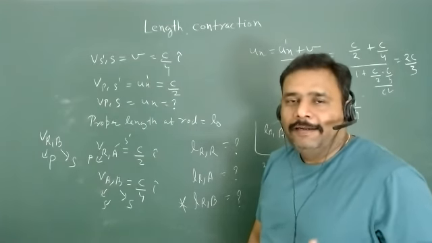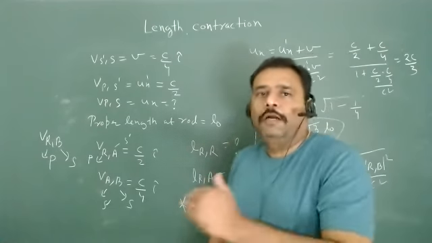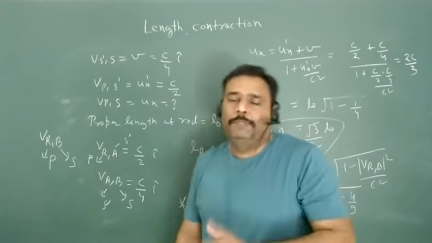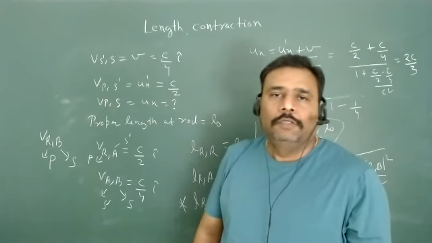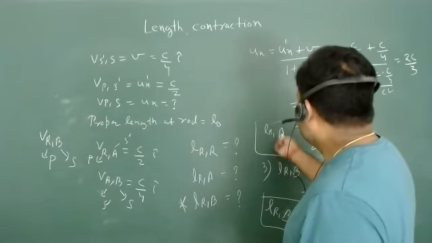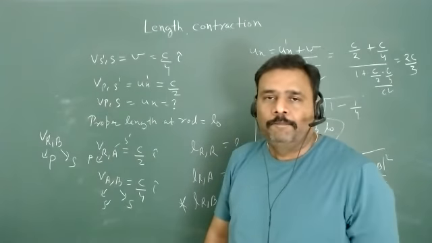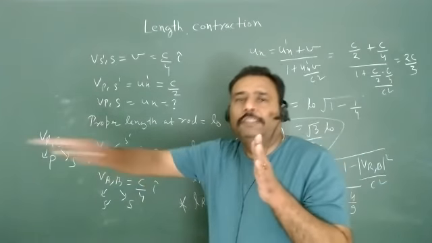Are you getting this? When you want to measure proper length, you have to sit on the rod. Your relative speed with respect to the rod should be 0. Then you will always measure this L naught. If you want to measure with respect to A, then you have to go into the rest frame of A, and then you will see the rod is moving with c/2 speed.